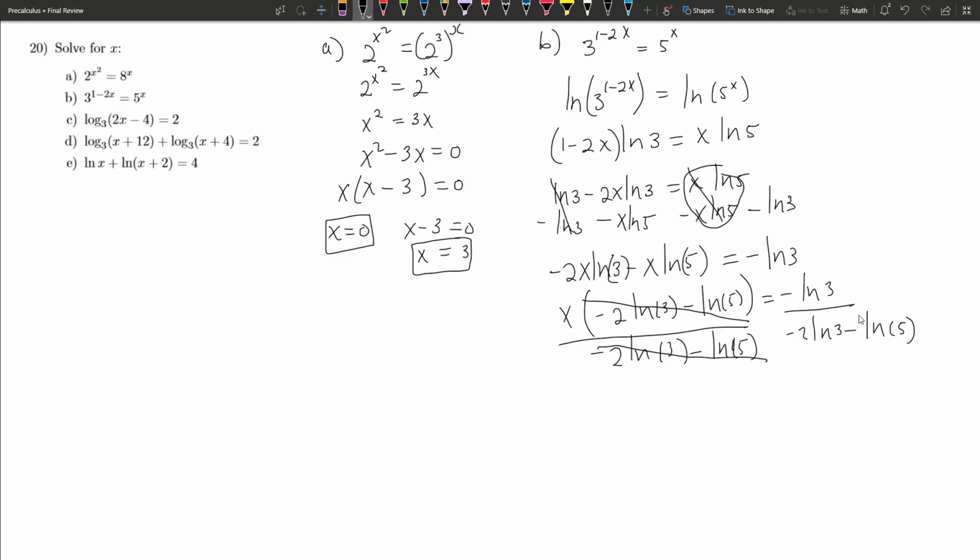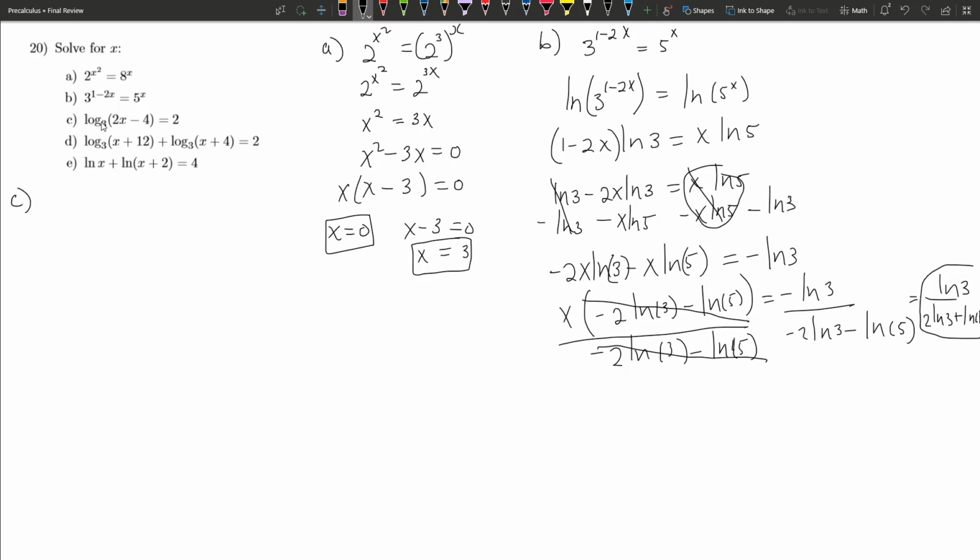And notice, since every aspect of it has a negative, I can factor out that negative one and they cancel out. So remember just the positive version of that: ln of 3 over 2 ln of 3 plus ln of 5. You can barely see it there, but you get the gist. Okay, let's do C on this side now.